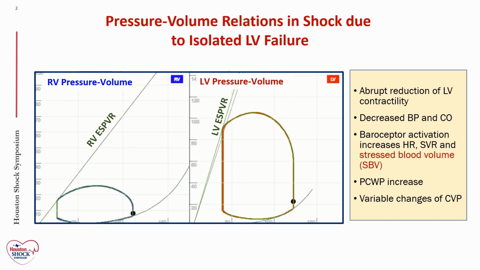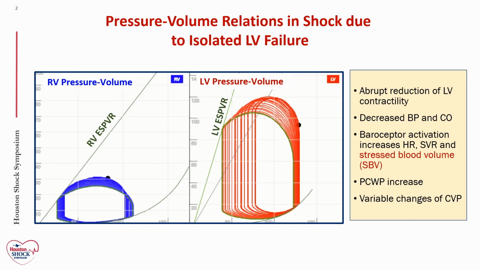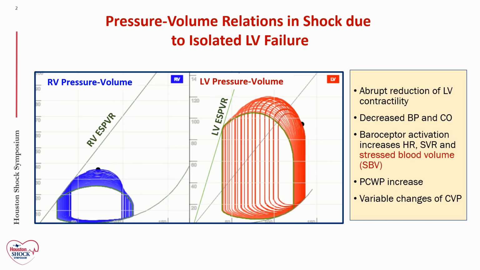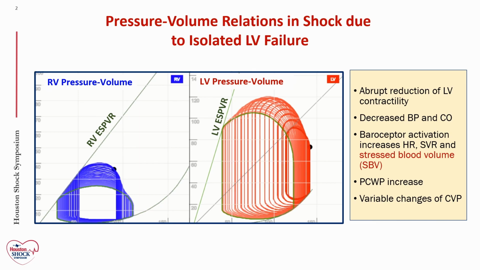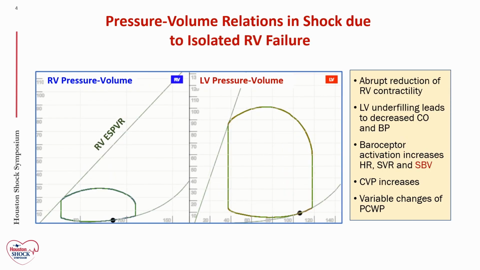Now, when it comes to basic, and I mean simple, we can talk about the hemodynamics of isolated left ventricular failure, where we have a reduction in left ventricular contractility with, again, the activation of the baroreceptors and the increase in heart rate, SVR, and increase in what's referred to as stress blood volume due to venoconstriction that results in the increase in wedge pressure. And in isolated left ventricular failure, there's variable changes in central venous pressure, but there is a significant effect on the RV due to the elevation of the wedge pressure, which plays a major role in determining RV afterload.